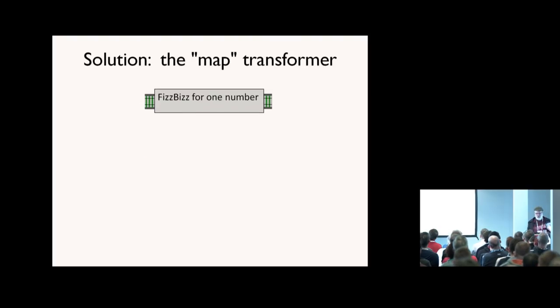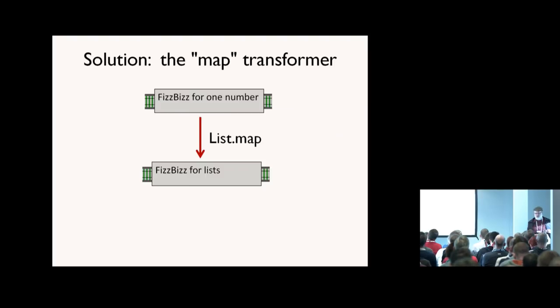Okay, that's a problem. But we always have a solution, which is to use another function. In this case, we're going to use a transformer function that takes a function that works on individual numbers and transforms it into a function that works on lists. And that is the map function. So list.map is a transformer function that takes one kind of function and spits out another kind of function. It takes a function that works on normal things and turns it into a function that works on lists. So that's what list.map is all about. And if you're using LINQ in C#, that is Select.